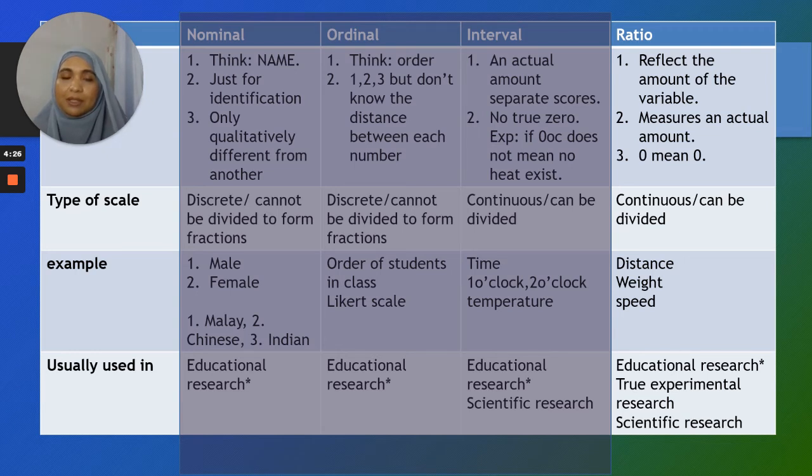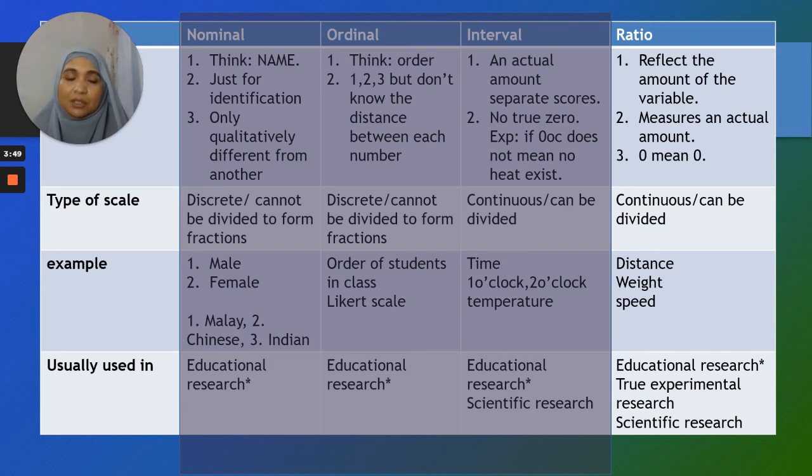When we talk about speed, 0 kilometers per hour really means that it's 0. When we talk about weight, when it's 0 grams, it's really 0. When we talk about distance, if it's 0 centimeters, then it's really 0. And for these types of data, it's also continuous. So there's 1.2, 1.3, 1.45 centimeters. This indicates that it is something within the ratio scale.